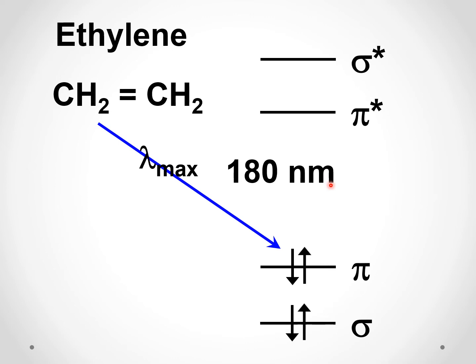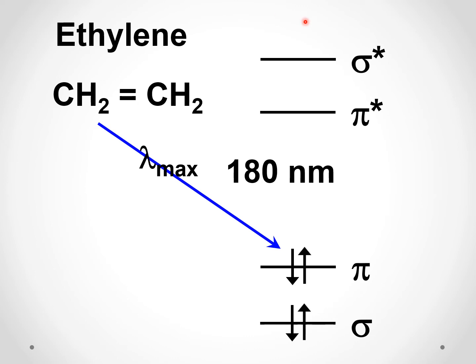Earlier one, it was ethane. Ethane had a single bond. Now when the single bond was changed to a double bond, you see the wavelength that is absorbed increases. The wavelength increases.